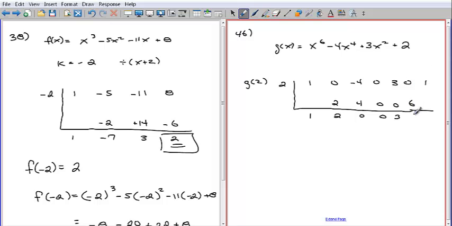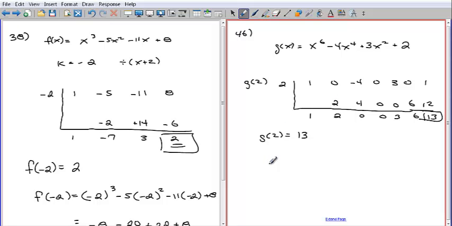0 plus 6 is 6. 2 times 6 is 12. 12 plus 1 is 13. So what that's saying is g of 2 is 13. Make sure I did this right. Okay, so it looks right. Well, one thing is you don't have to take any powers. It's all just simple multiplication and subtraction, addition.